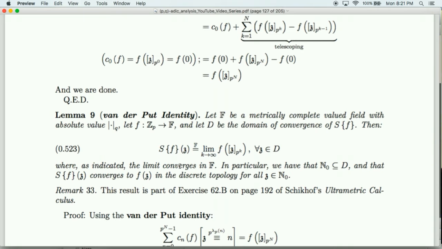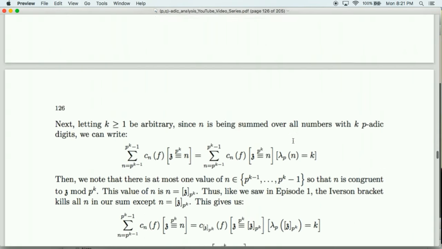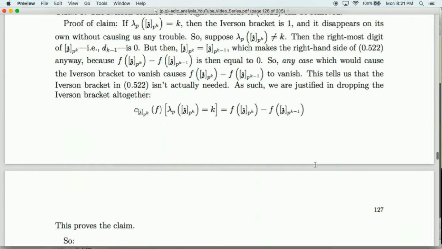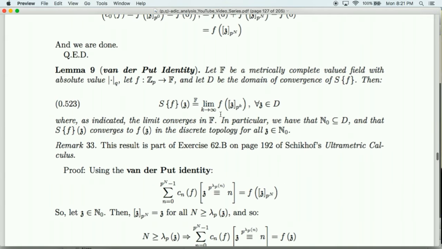In my dissertation, this is a leftover from when this was in my dissertation, I called this the Vanderput identity and called this the nth truncated Vanderput identity. Instead, I'm just going to call this the Vanderput identity and call this just a fact. This result is actually a part of exercise 62B on page 192 of Schikhof's book, Ultrametric Calculus.